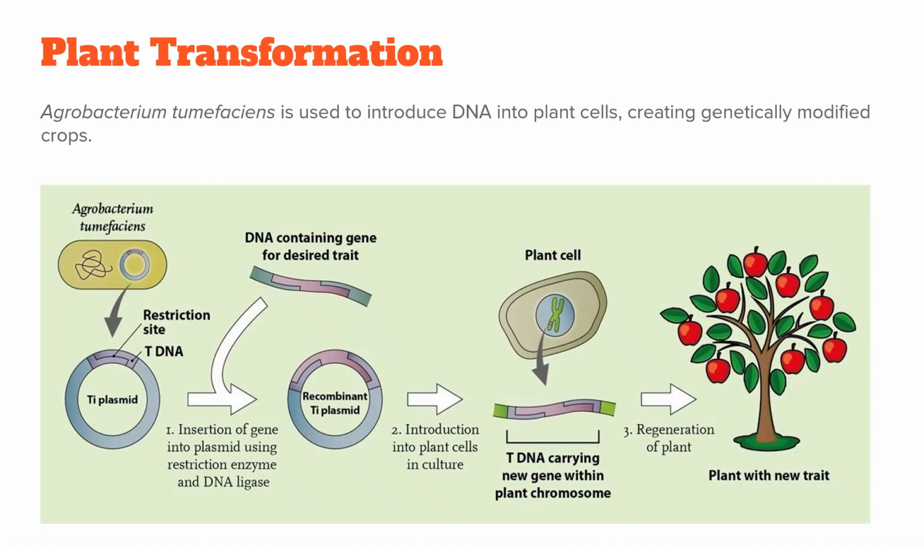One major method for plant transformation uses the bacterium Agrobacterium tumefaciens. In nature, this organism inserts its own DNA into plants. In the lab, we replace the bacterial genes with our gene of interest and then let Agrobacterium deliver it into plant cells. Those cells are then grown into whole plants that carry and express the new gene.